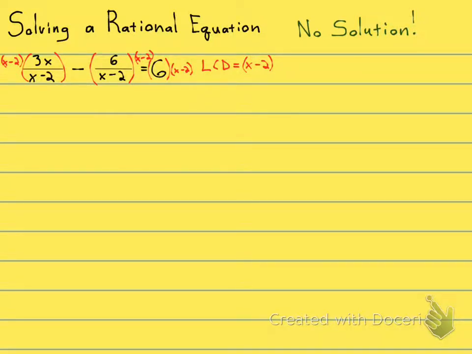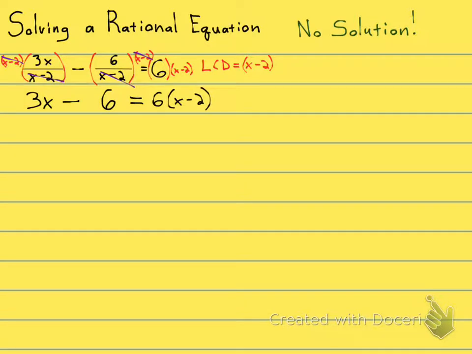And now you're going to notice that all of your denominators should cancel out. x minus 2 and x minus 2 cancel, leaving me with 3x minus, and x minus 2 and x minus 2 cancel, leaving me with 6 equals, and then this is just 6 times x minus 2. I will need to distribute that. 6 times x minus 2. I have a linear equation now.